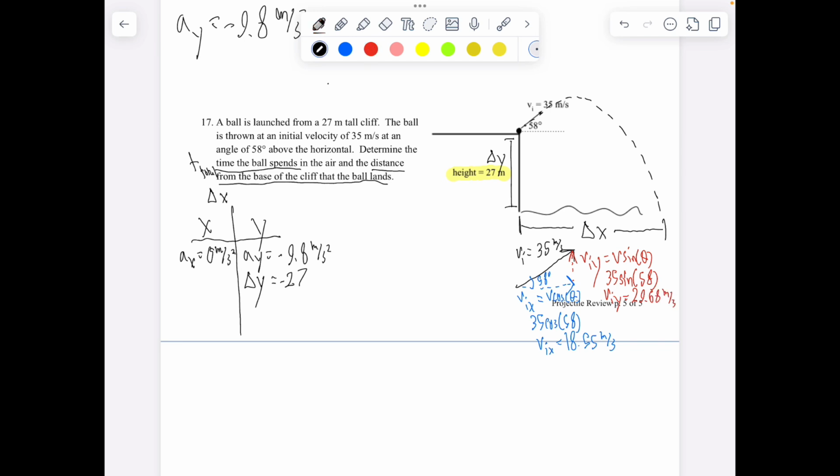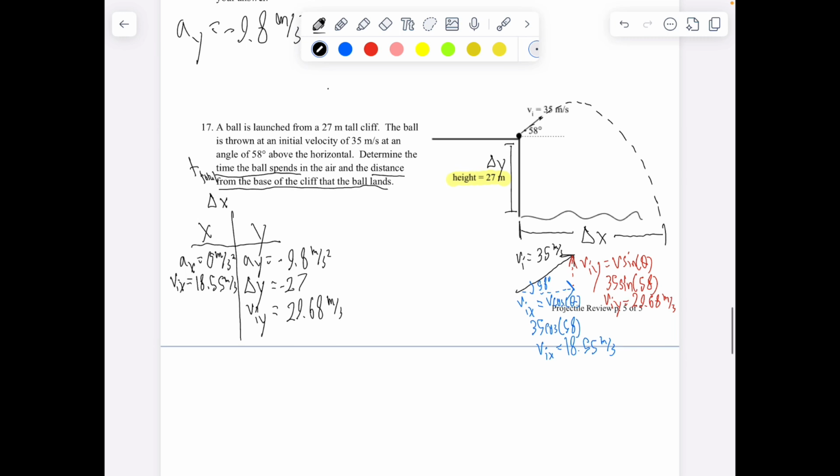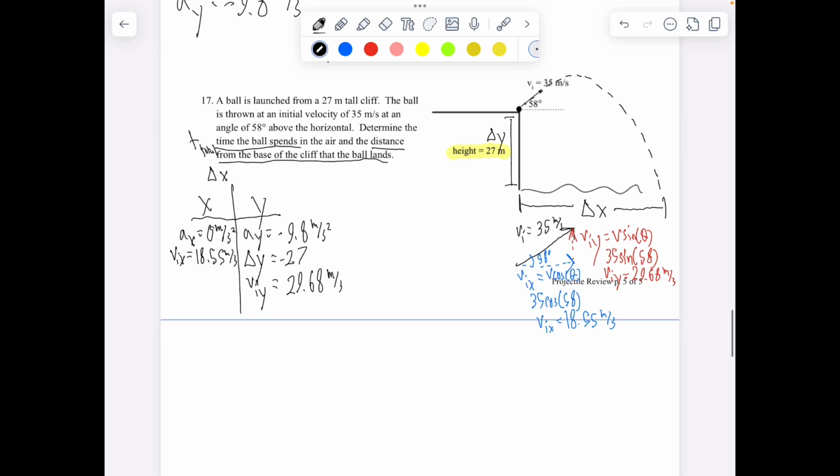Let's add these into our table. That initial velocity in the y is going to be 29.68 meters per second. Our initial velocity in the x is going to be 18.55 meters per second. Now, at this point, what we can do is solve for the time it takes for us to actually land.